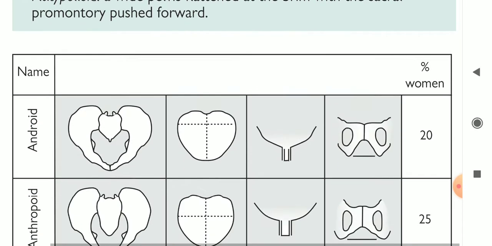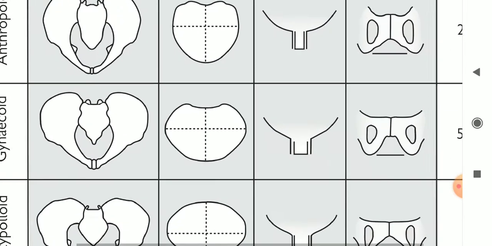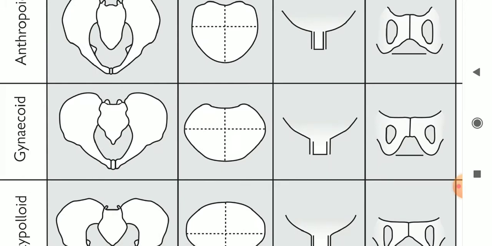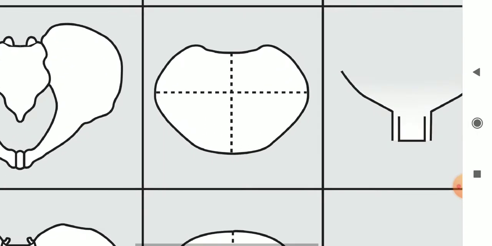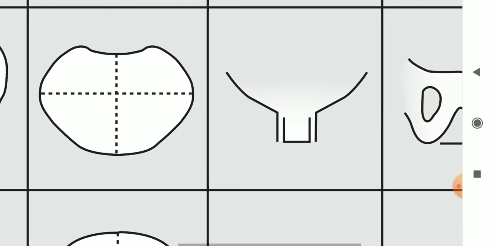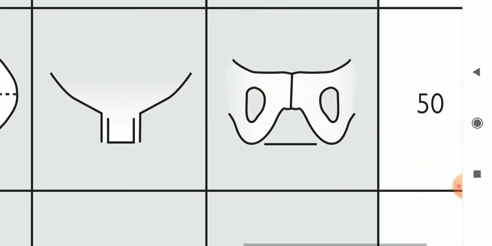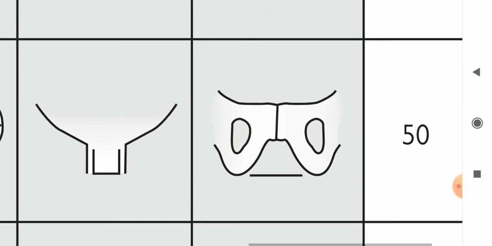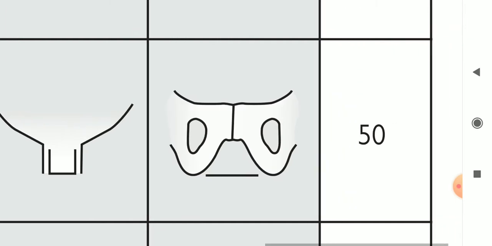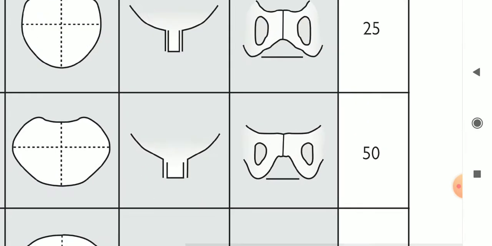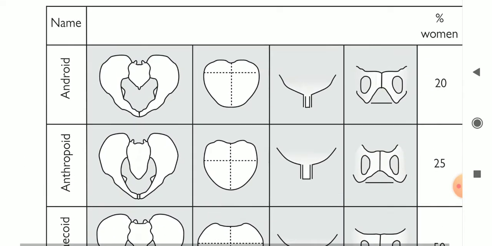So we can see here, this is the gynecoid. It is transversely oblique, and the outlet is wide, and the angle is a little bit not so wide, but inside we can see the canal is wide, and it is helpful in normal delivery. So 50% of patients have this.